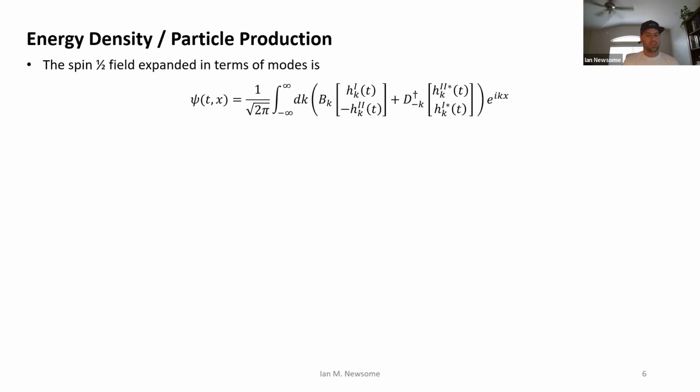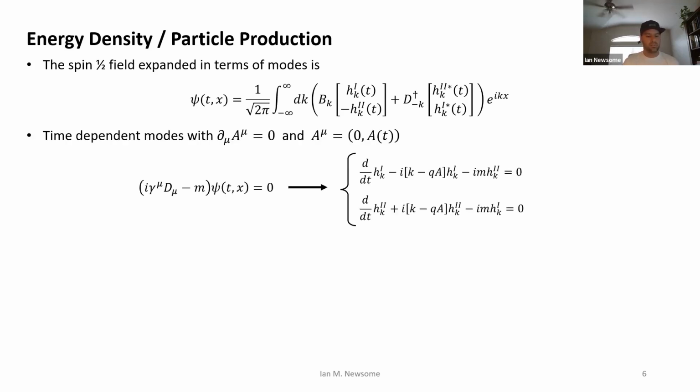So first, I expand my Dirac field in terms of a complete set of modes, where the B and D are the usual creation and annihilation operators associated with particles and antiparticles. The 2D spinors are comprised of the H1 and H2 time-dependent mode functions, with the spatial dependence contained within a plane wave term on the right due to the spatial homogeneity.